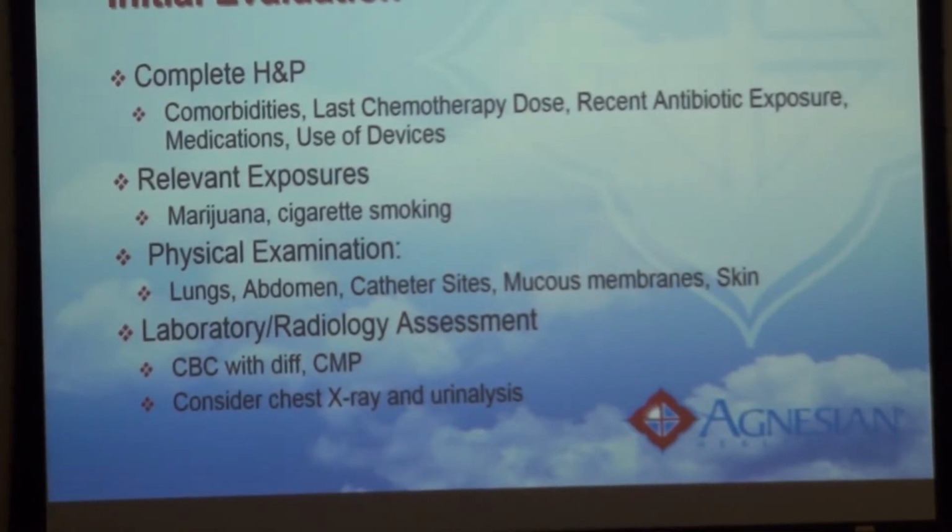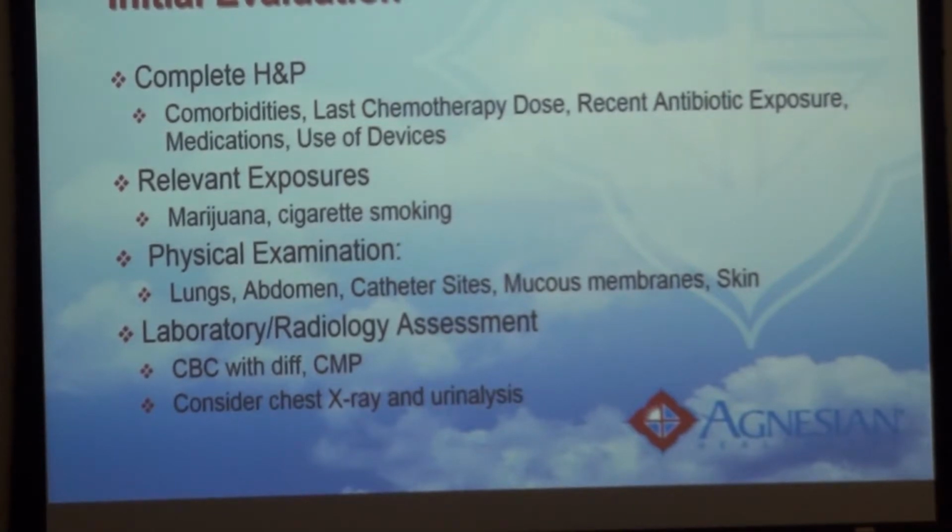So we want to look at their comorbidities. When was their last chemo? Have they been on any antibiotics? What are their medications? And then do they have any devices? Do they have an implanted pacemaker? Do they have a central line, a port? Where could the source of infection come from? Relevant exposure: cigarette smoking, marijuana.